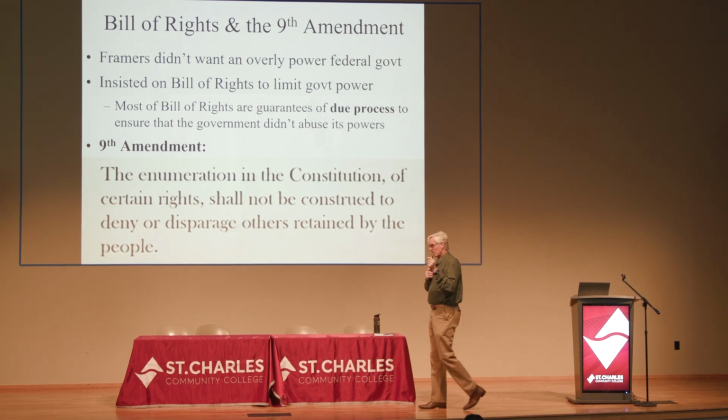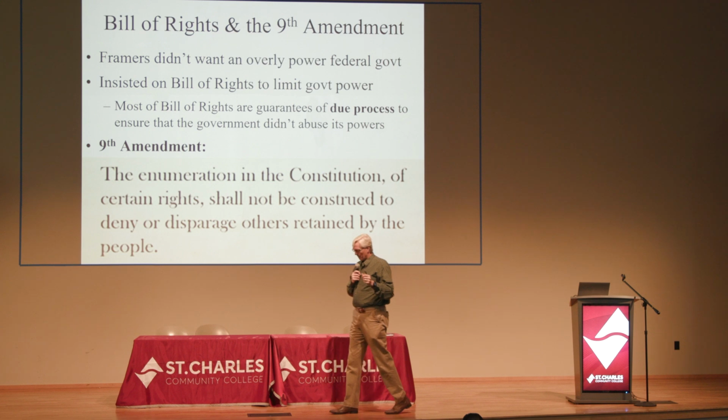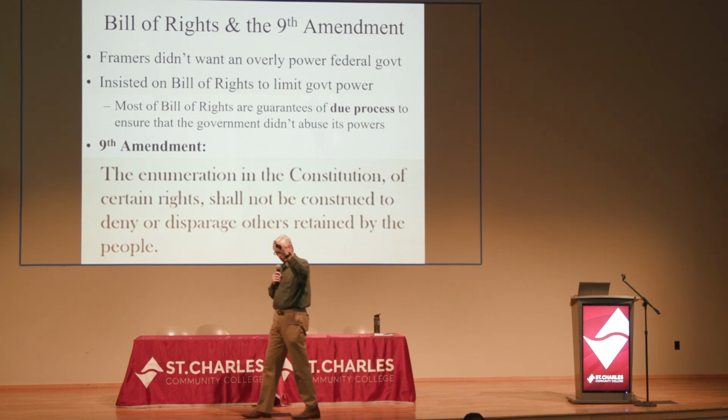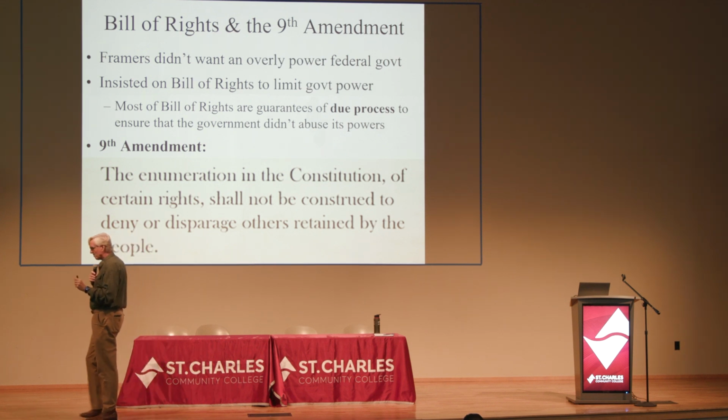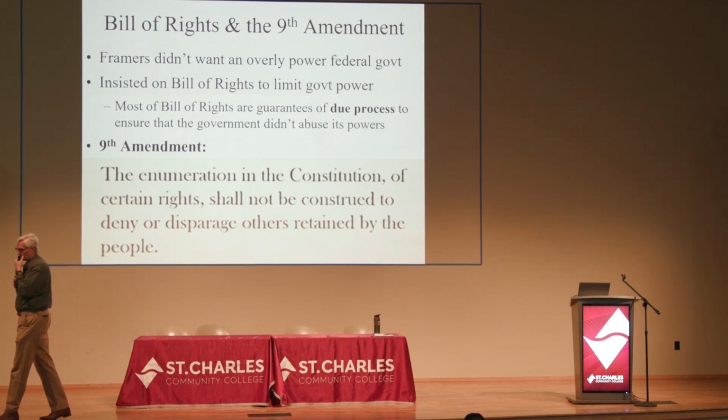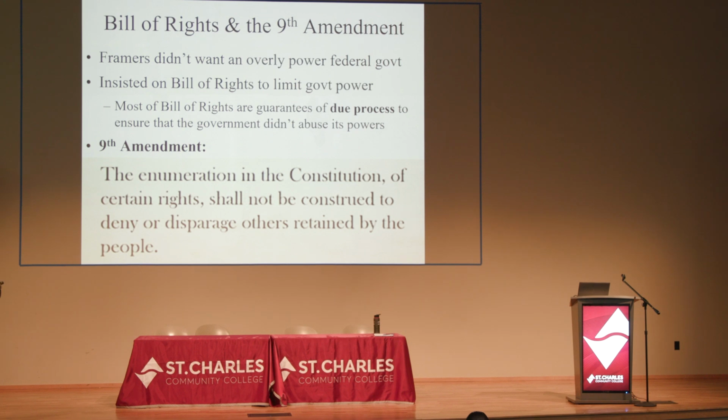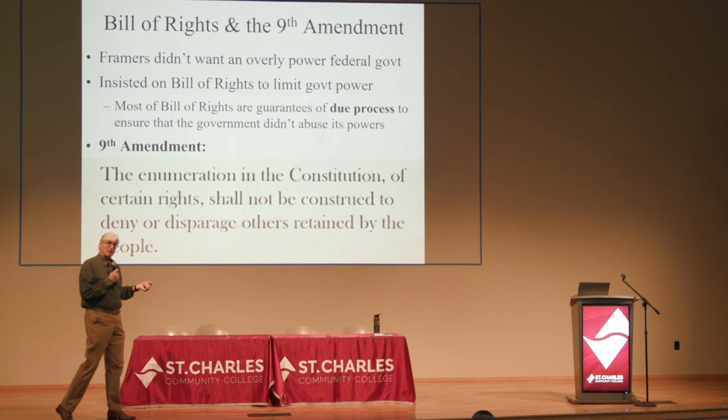Well, most of the Bill of Rights is very specific. Here's what you can't do: the government can't do this, can't do this, can't do this. But the Ninth Amendment's really interesting. The Ninth Amendment states that the enumeration in the Constitution of certain rights shall not be construed to deny or disparage others retained by the people.